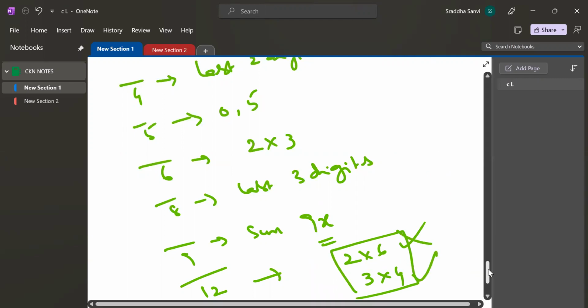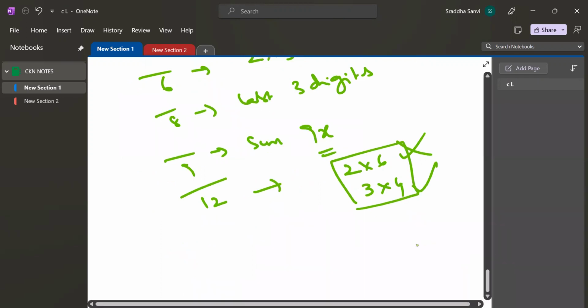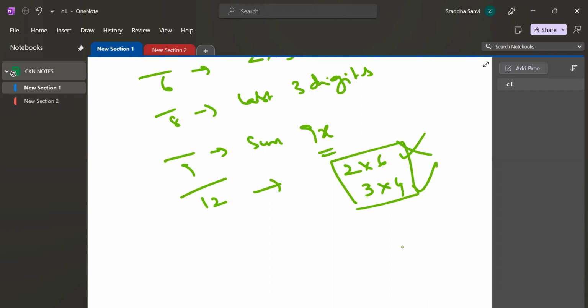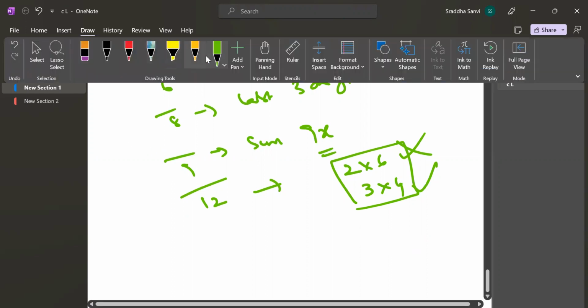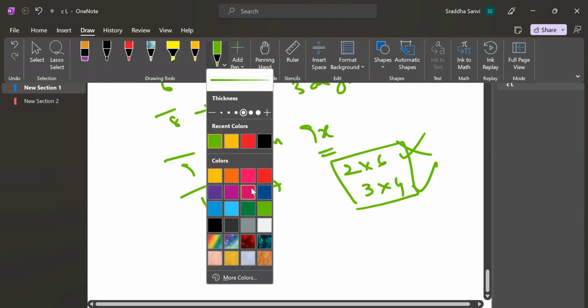If I am preparing for some small exam, this kind of approach is okay. But when I'm going for a prestigious exam, I need to understand why 2 into 6 is not working and why 3 into 4 is working here. Do not just memorize things by rote. I have to do a deep dive. What kind of deep dive are we talking about?